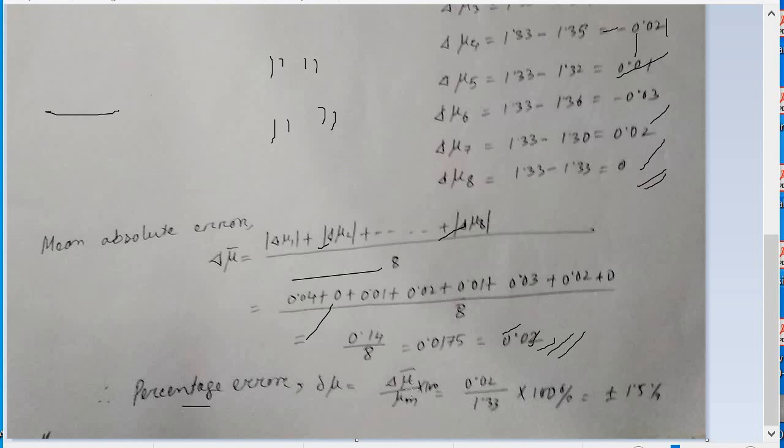So for percentage error, delta mu is equal to delta mu bar divided by mu m into 100%. Here delta mu bar, the mean absolute error, is 0.02, and the mean value of the quantity is 1.30, into 100%, that is plus minus 1.5%. So always indicate the plus minus here. So we first find the mean value, 1.30, then the absolute error for every measurement, then we calculate the mean absolute error, and also the percentage error here.